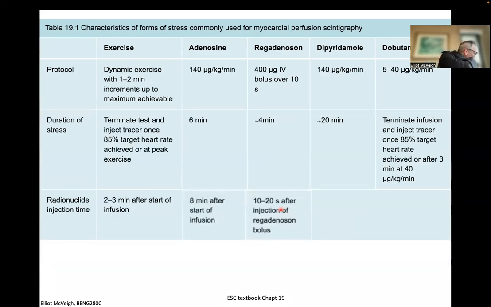I won't go into the details of these doses. You can look this over, and this shows where the radionuclide injection occurs, after you institute this stress.